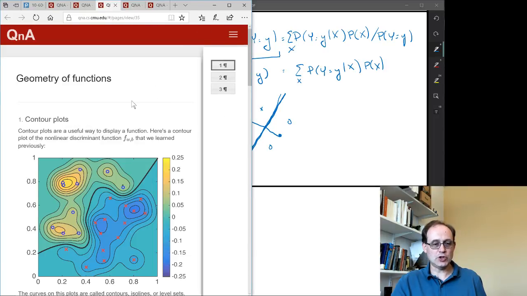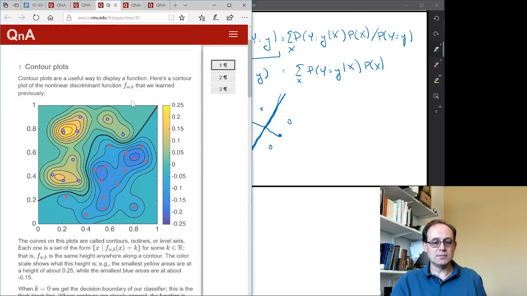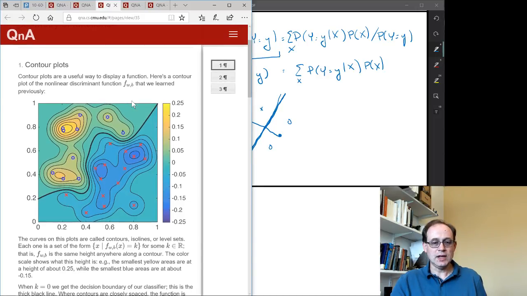All right, so I'm going to move on to the next set of lecture notes. This one is called Geometry of Functions. Again, for today we have a bunch of short lecture notes, so hopefully I'm going to get through multiple sets of lecture notes today.